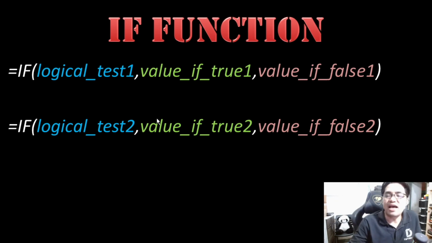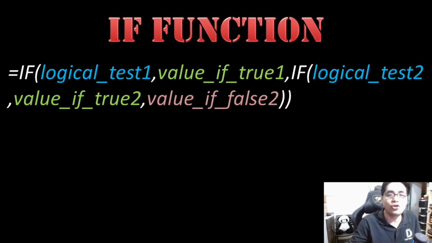So essentially in this example, what we want to do is, just like what we did during the previous example, this time we want to replace the value if false 1. Because if logical test 1 turns out to be true, then we execute value if true 1. But if it is false, then we want logical test 2 to kick in. So therefore, just like what we did a while ago, we replace value if false 1. This whole argument here, we replace with a function. In this case, we nest the second if function. So this is what it's going to look like now.